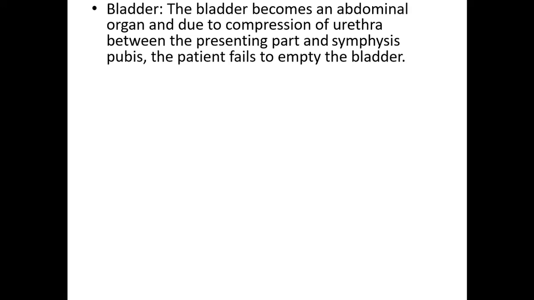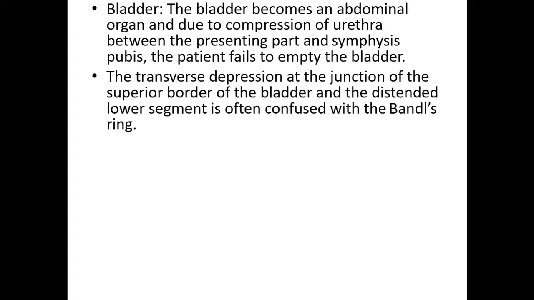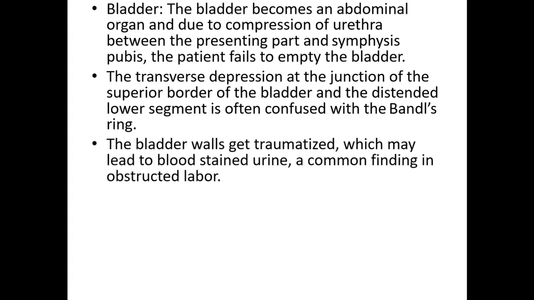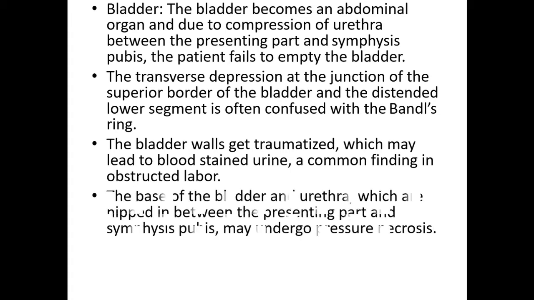And next is the bladder. The bladder becomes an abdominal organ. Normally the bladder is in the anterior of the uterus. But when there is obstructed labor, as the contraction goes on, the bladder becomes an abdominal organ due to compression of the urethra between the presenting part and symphysis pubis. The patient fails to empty the bladder. The transverse depression at the junction of the superior border of the bladder and distended lower segment is often confused with Bandl's ring. Bladder will get traumatized, which may lead to blood-stained urine, a common finding in obstructed labor.